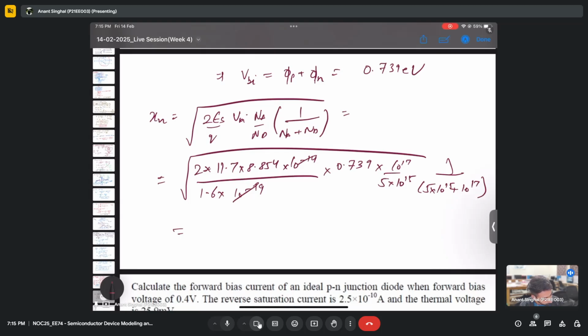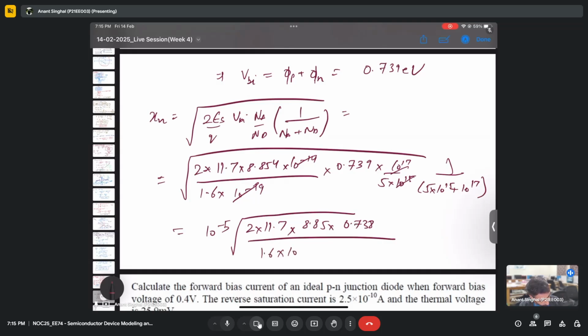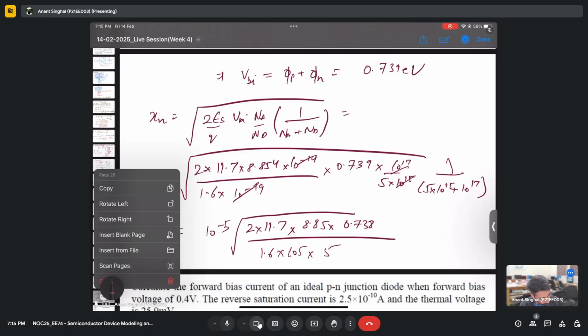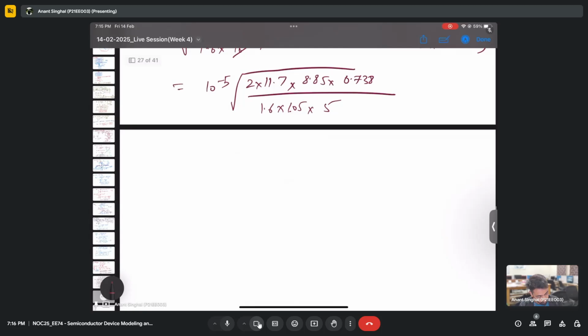So this is 5, this is 2, this 15, okay, 15, 13 minus 13, so minus 13, what I can write is minus 5 from minus 10, and this is 2 into 11.7, 8.8, 5.738, and in the denominator it is 1.6, 1.05 because of that, and 5. That's 4.25 into 10 power minus 5.